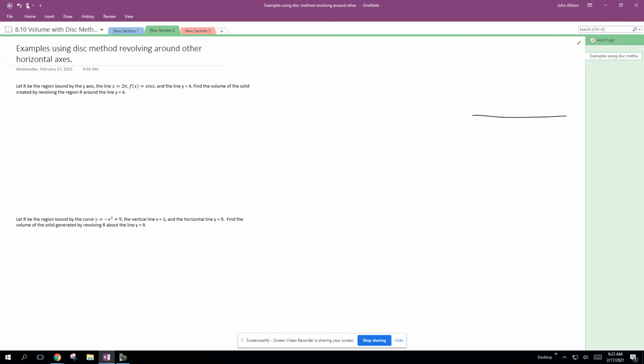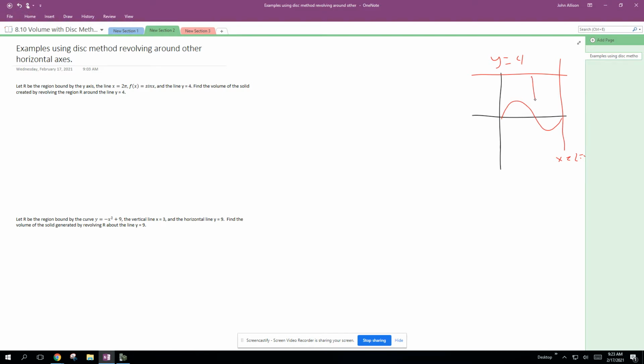We've got the x-axis, the y-axis. We've got the graph of y equals sine x from 0 to 2 pi. We've got the vertical line x equals 2 pi. And we've got the line y equals 4. And so it looks like this region is what we're going to revolve around the line y equals 4.